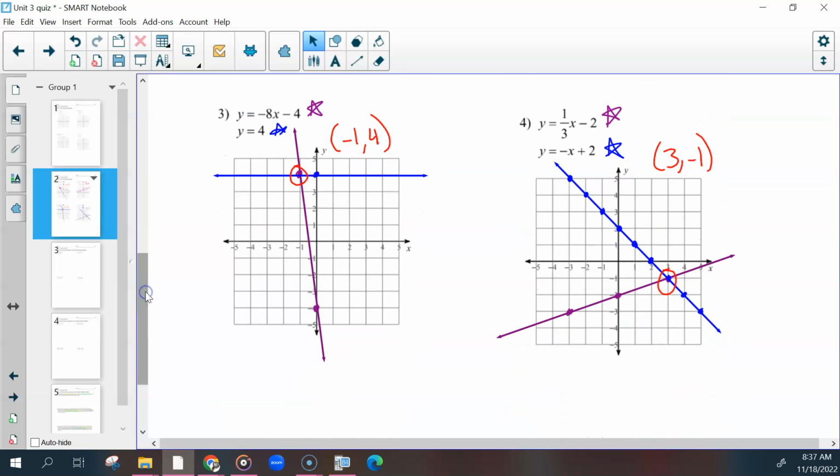For 3 and 4, again, you have to draw both lines correctly. Make sure the slope and y-intercept were correct. Make sure your solution is there. Some of you are having issues with y = 4. If you don't remember which is which, it is on the vocab wall. It should be a horizontal line at 4. Make sure the point is there. For number 3, the solution was (-1, 4). For number 4, the solution was (3, -1).